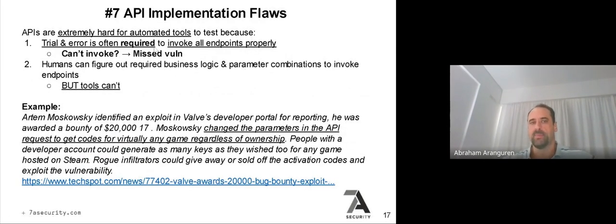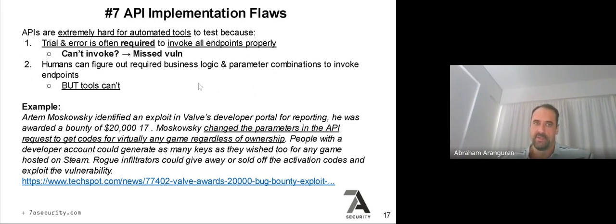Then there's API implementation flaws, right? So APIs are extremely hard for automated tools to test because trial and error is often required to invoke all endpoints properly. In fact, when we have a pen test, the first thing we ask for is to provide the OpenAPI, Swagger, Postman, or equivalent form of API. So just to make sure that we call everything, because if you cannot invoke the API endpoints, then it's over, right? You need to be able to reach the functionality to test it, right?